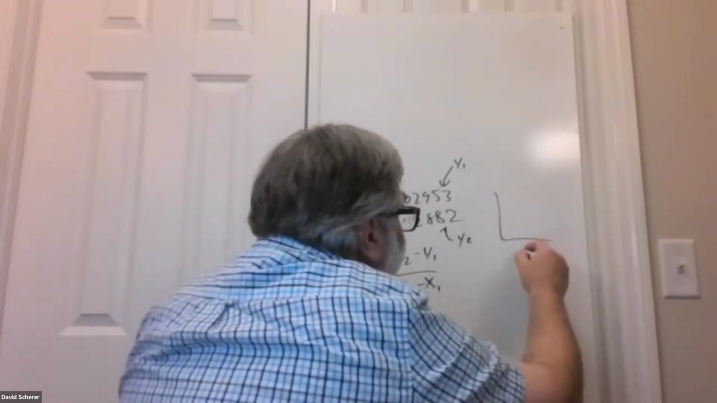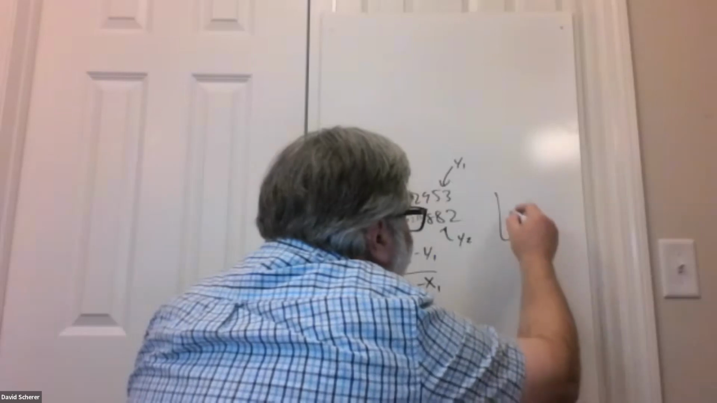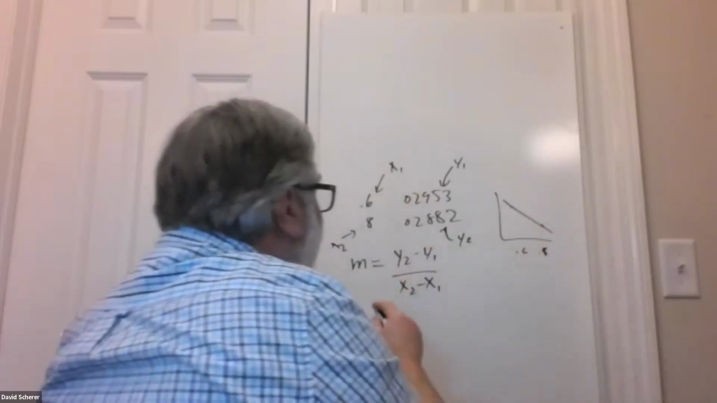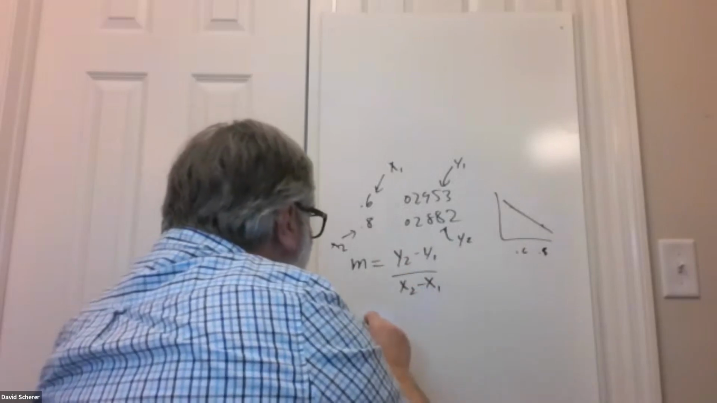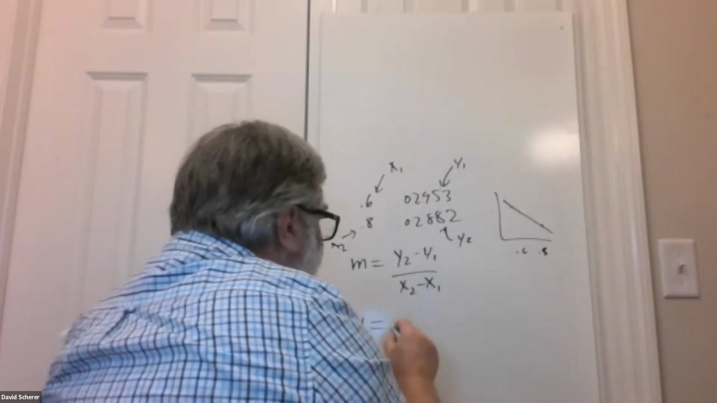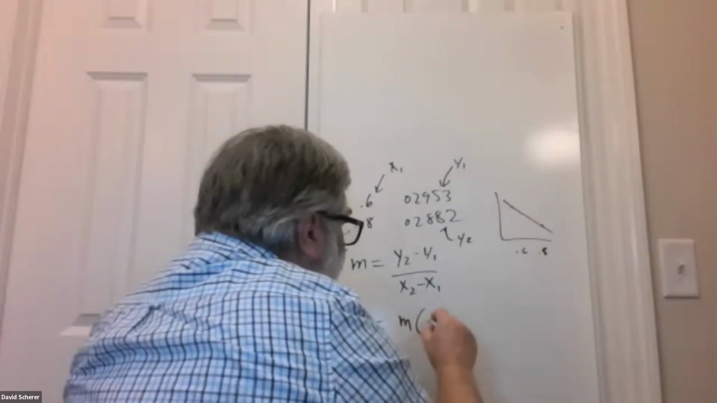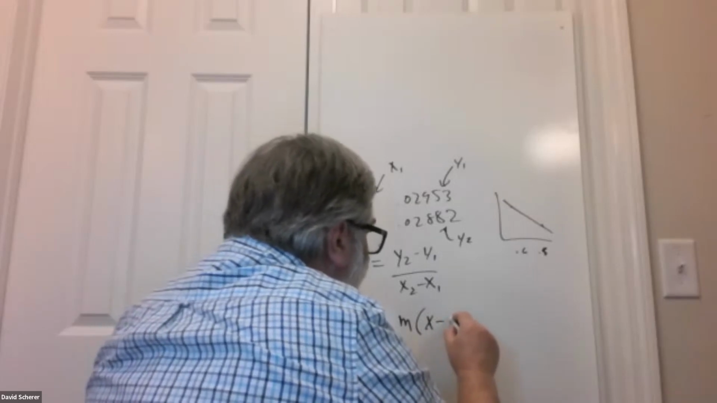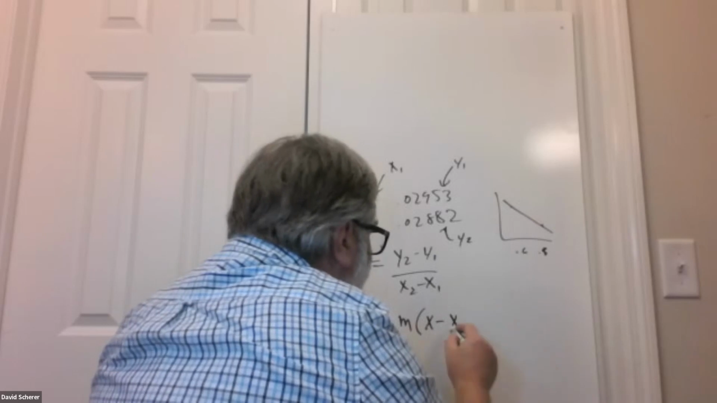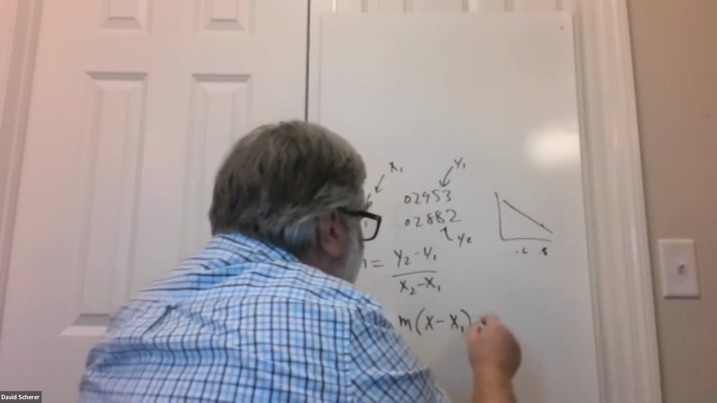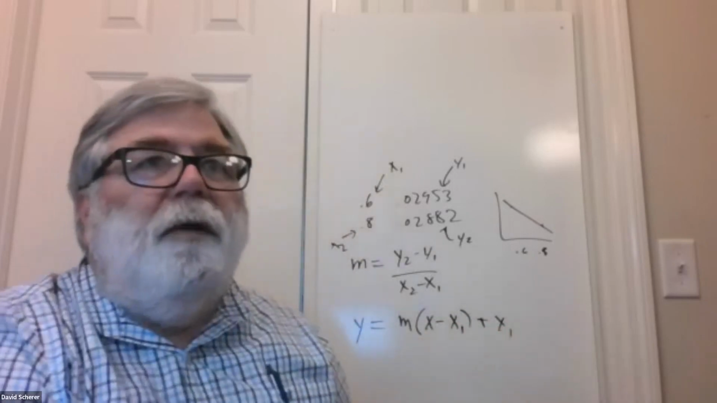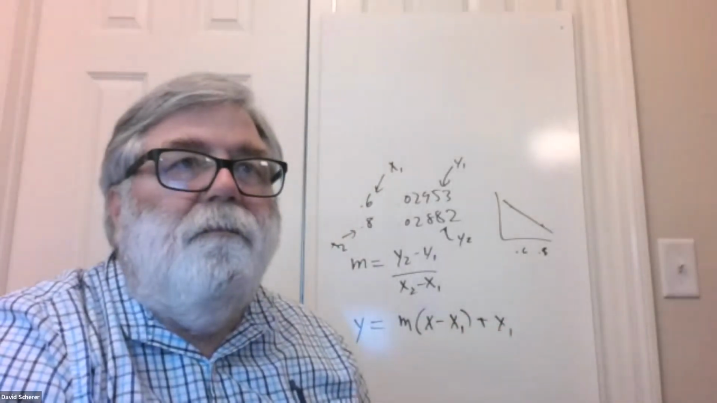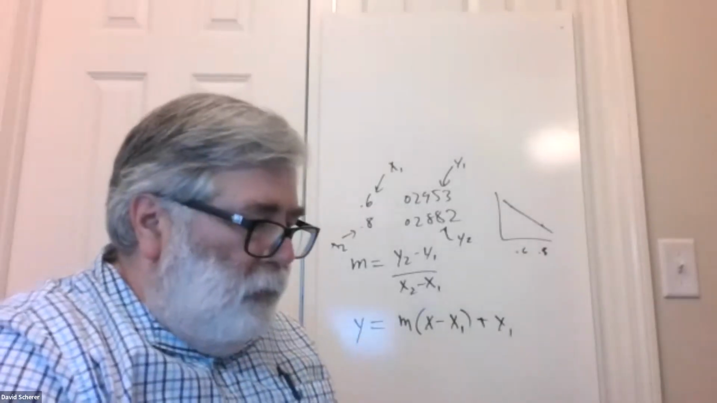So I've got 0.6, 0.8, and I've got two y values. So then the new y I'm interested in is m times x minus the x I'm interested in, x, pick one. Right? That makes sense to you? Yeah, what you're saying makes sense.